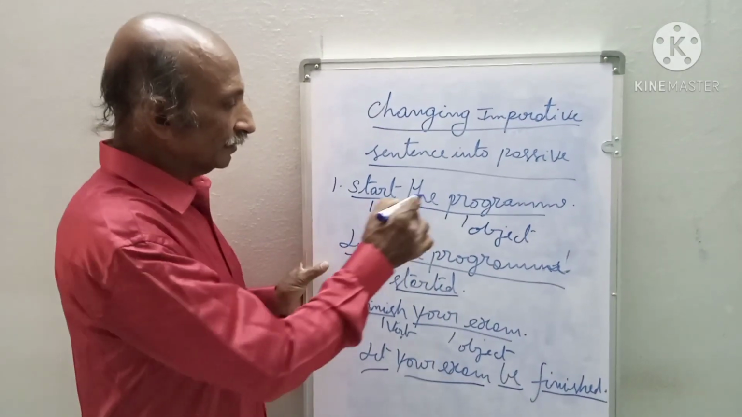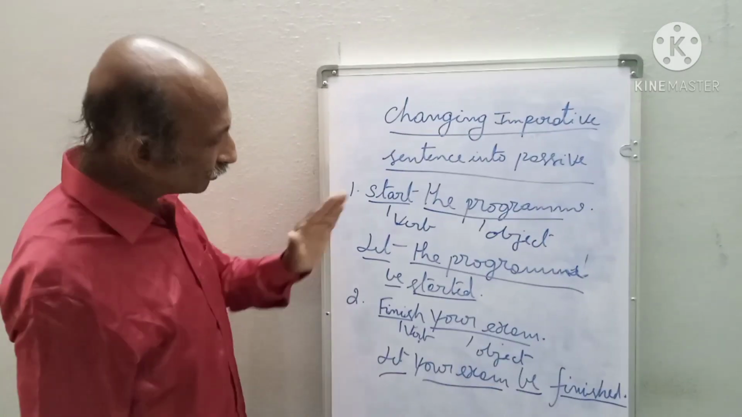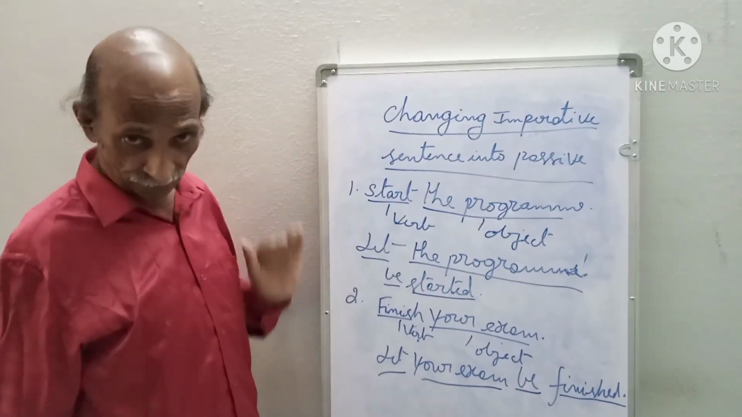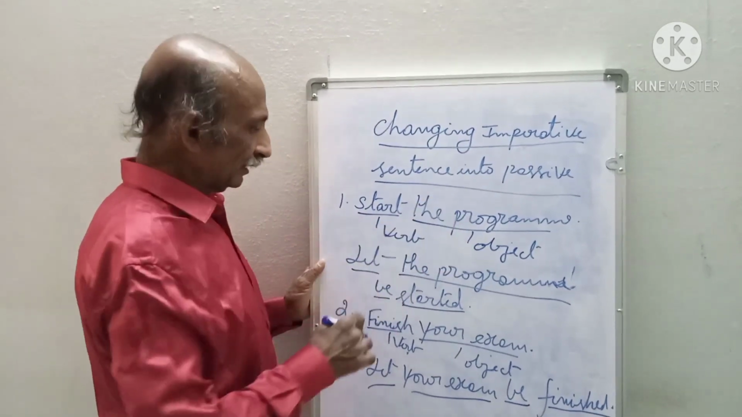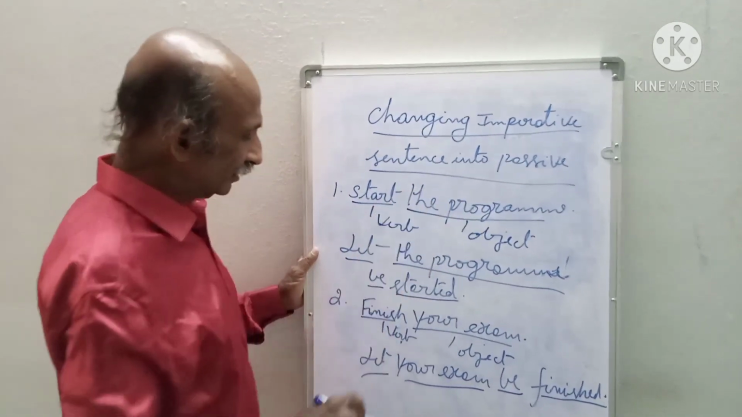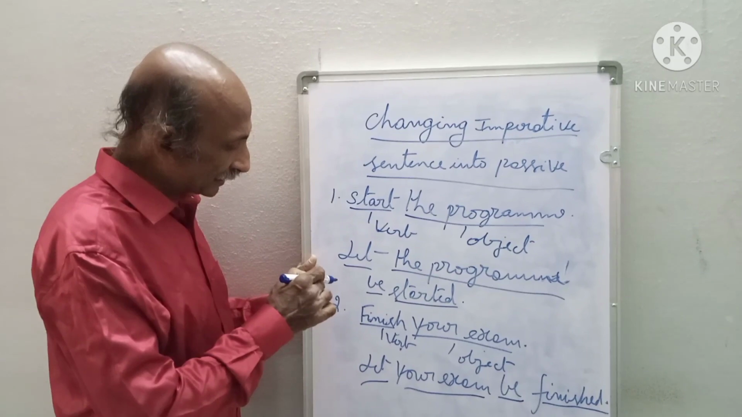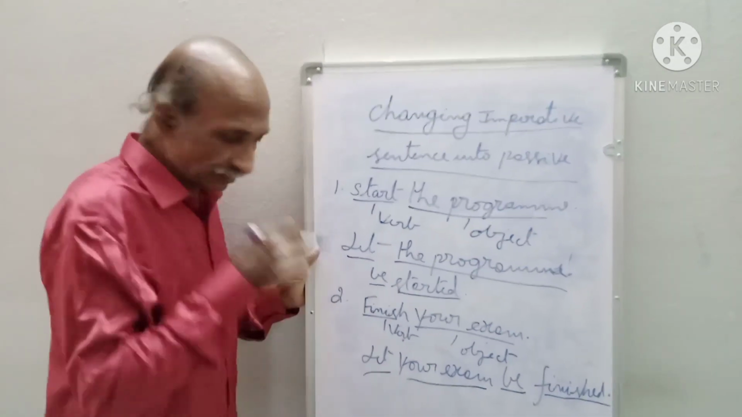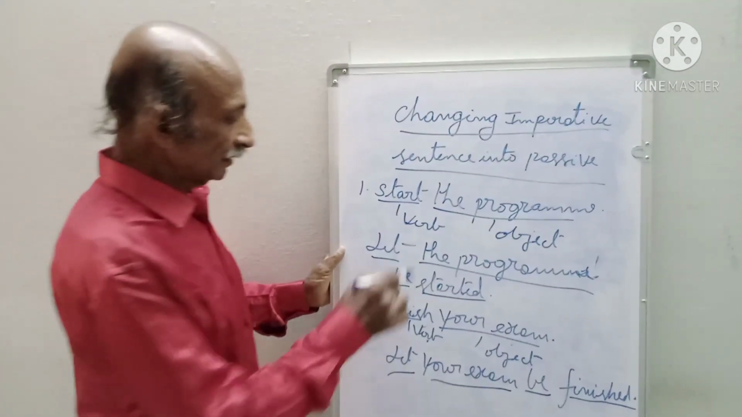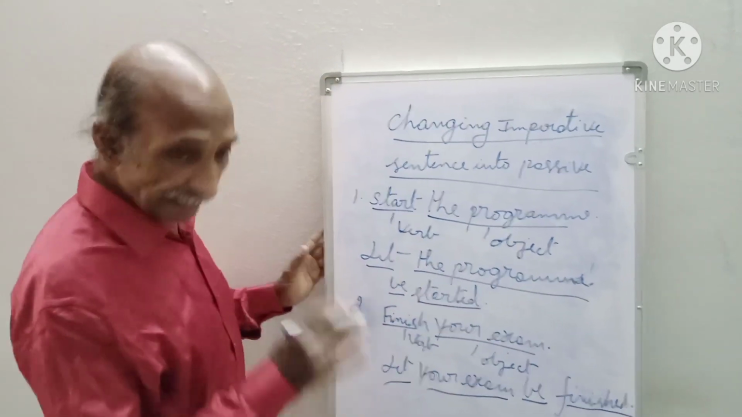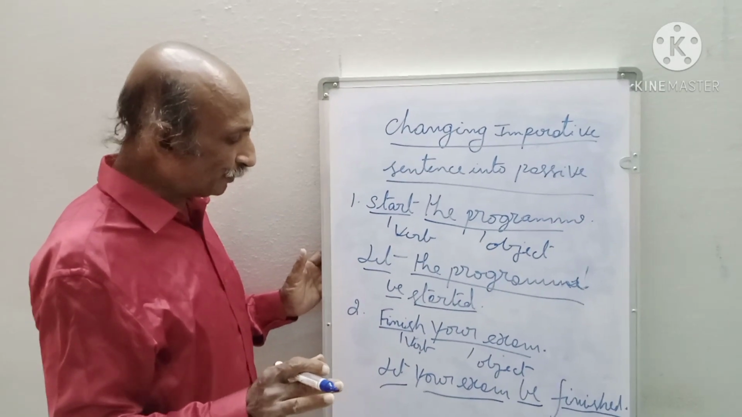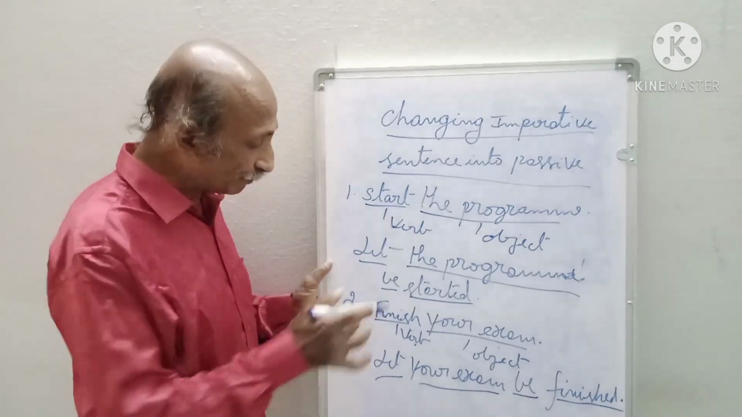Start is the verb, the program is the object. Now, how do we change this kind of sentence into passive? When an imperative sentence is used in the active voice, we should begin the passive sentence with "let". Then the object becomes the subject, the program. In any imperative sentence, the appropriate form of the verb to be is "be" itself.